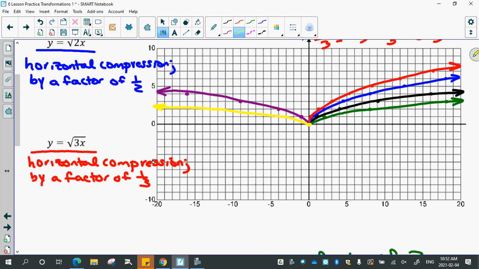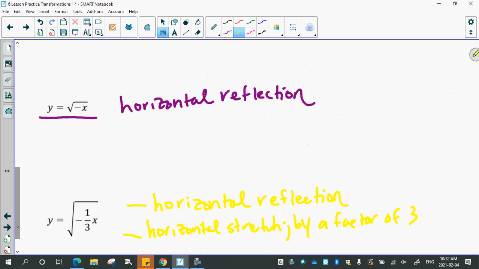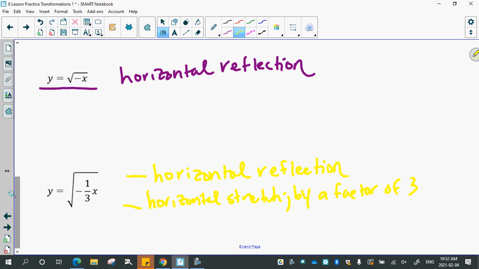So that would be my curve, my image. You can see it had 2 different things happening. A horizontal reflection, the negative sign, and a horizontal stretch by a factor of 3. My overs were tripled. Okay?